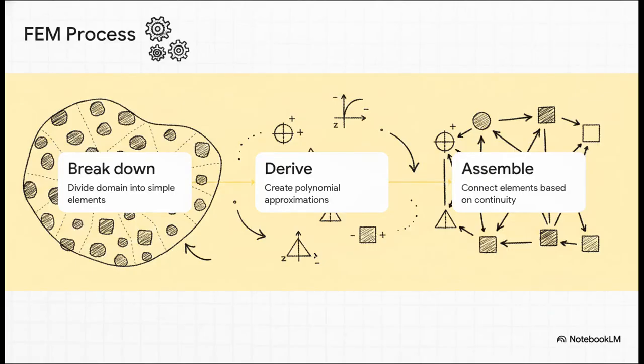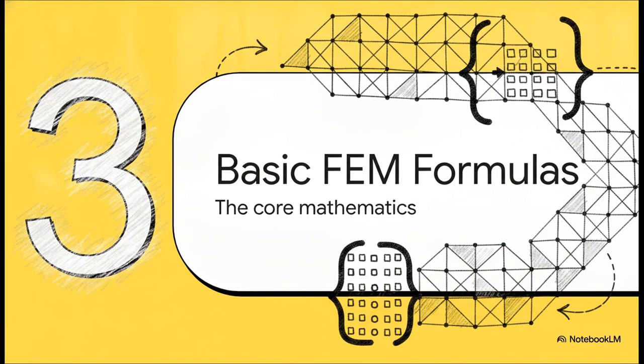Making this magic happen actually boils down to three main steps. First up, you break the domain down into those simple subdomains, those elements we just talked about. Second, you derive algebraic polynomial approximation functions over each individual element. Because these elements are now so small and so simple, we can safely approximate them using pretty basic math. And then, step three, you assemble all those individual elements right back together based on the continuity of the overall solution. So to recap, chop it up, approximate the math for each tiny piece, and then glue it all back together. Beautiful, right? Moving right along to part three, the basic FEM formulas.